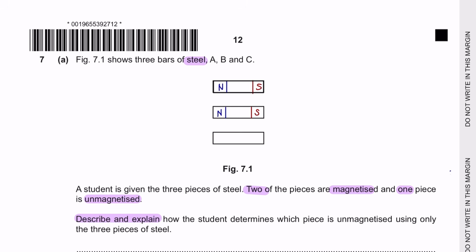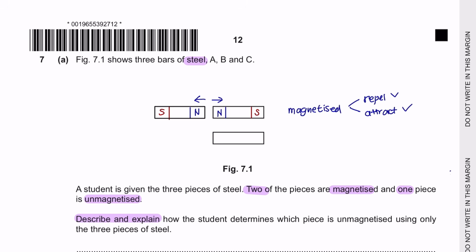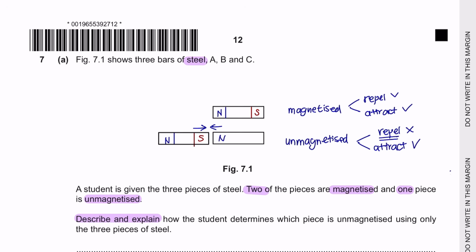So what we're going to do is take one of the bar magnets and place it next to the other bar and check to see if they attract each other. Now reverse the bar magnet and see what happens. If it repels, this tells us that it is magnetized. Now we're going to repeat the same thing for the other bar of steel. Place it next to each other and observe what happens. We'll reverse the pole and see what happens again. If it attracts even though we have reversed the bar magnet, that tells us that it does not have any north or south pole.